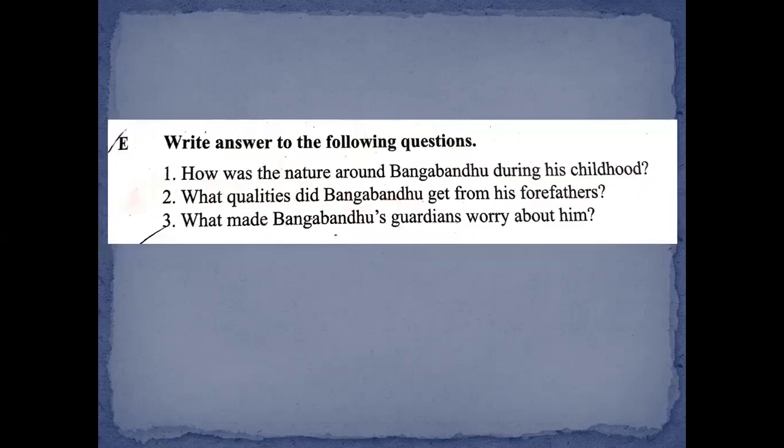This is section E. Write answers to the questions. Here are three questions. Question number one, how was the nature around Bongobundhu during his childhood? What qualities did Bongobundhu get from his forefathers? And last one, what made Bongobundhu's guardians worry about him? Now, what you have to do, you have to read the text in D again, then you have to find out the answer to these questions. Okay.